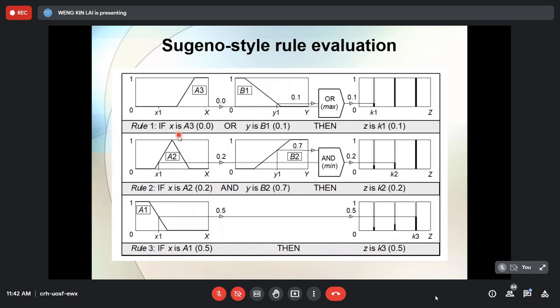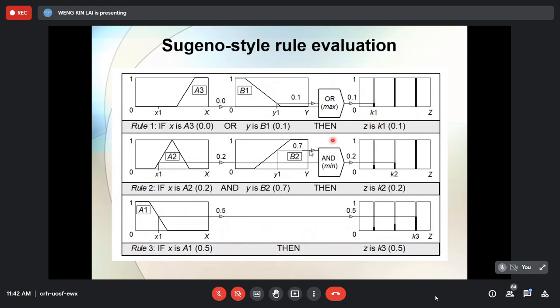So here it is an OR function, I pick the maximum value, which is 0.1. Now apply 0.1 to the respective rule, which is k1. Here, k1 is represented as a singleton, or a spike, just a line. So it intersects at 0.1. Mark it down here, 0.1, for k1.